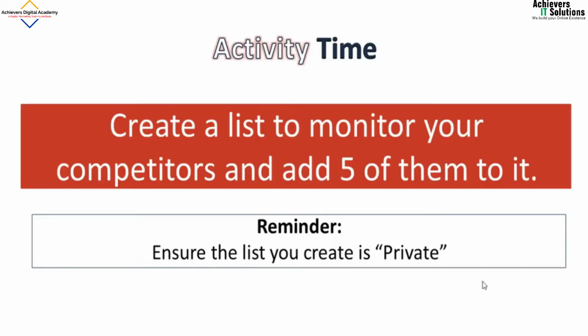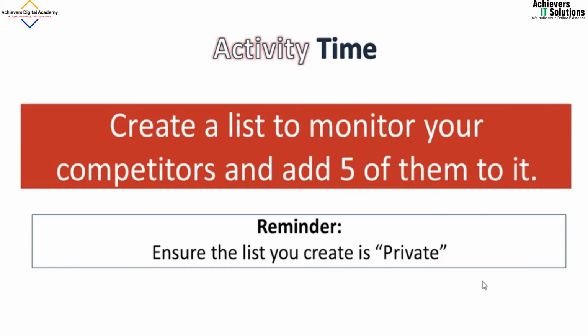So it's activity time again for all of you. Time to pull out that notebook and pen that I hope so far you've been also taking notes on and putting down your questions on. So I want all of you now to add 5 of your competitors to a list on Twitter. We just saw how to create a list. So all of you, I'm sure you know your competitors. Put down 5 of them who are there on Twitter, of course. 5 competitors who are active on Twitter, who have a Twitter account.